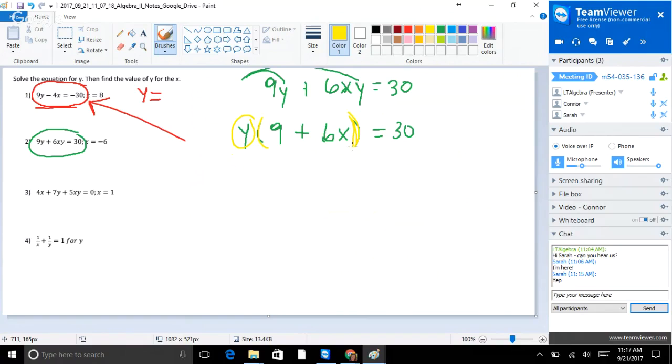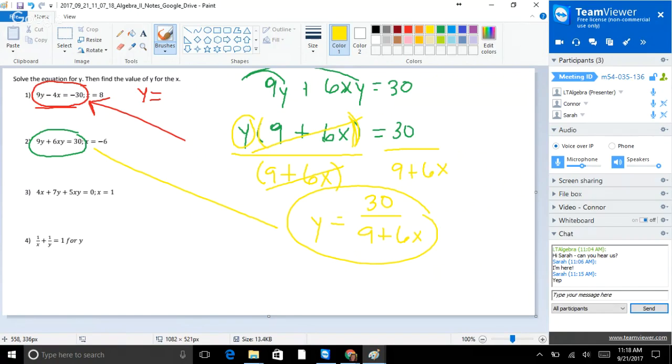So we are actually able to divide this by 9 plus 6x. And if we do that, we have to divide this side by 9 plus 6x. But that actually lets us cross off this big crazy thing, and we're left with y equals 30 divided by 9 plus 6x. So this yellow and this green are the same equation. They're just written in two different formats. Okay.